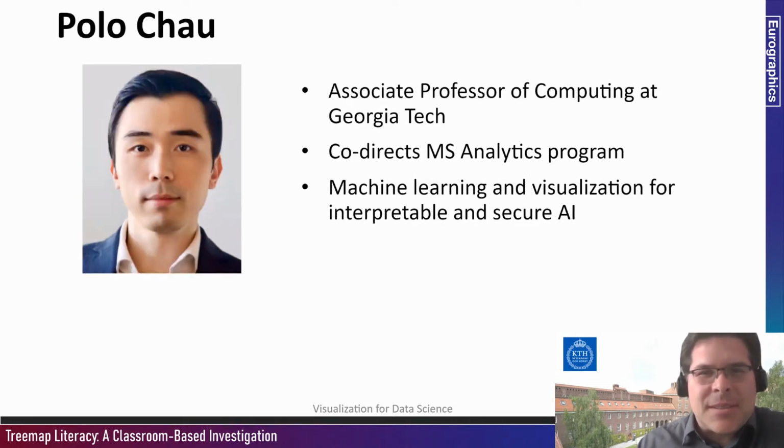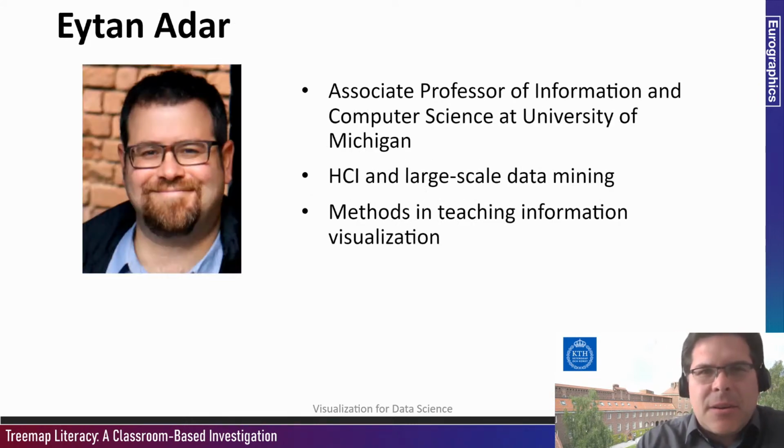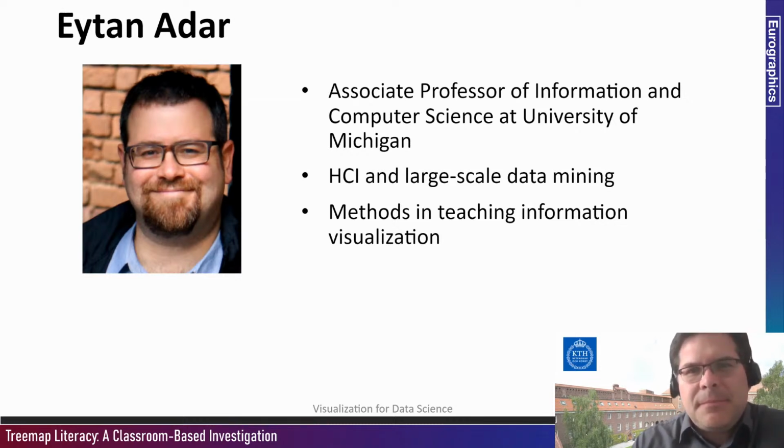Polo Chow is at my alma mater, where I did my PhD, Georgia Tech. He's an associate professor there at the College of Computing. He co-directs the master's program on analytics, and his work focuses on machine learning and visualization for interpretable and secure AI. Eitan Adar is joining us from the University of Michigan, where he is an associate professor of information and computer science. His work focuses on HCI and very large-scale data mining, which also includes methods in teaching information visualization.